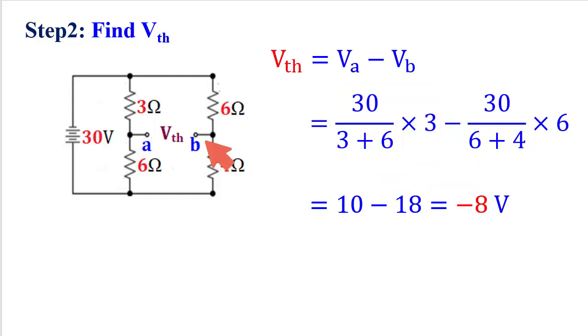In a similar way, what will be the potential at B? The current through the 6 ohm multiplied by this 6. What is the current? As this point and this point are the same, the current is 30 volt divided by 6 plus 4, that is 30 divided by 6 plus 4. That will be multiplied by this 6 ohm. So ultimately VTH is minus 8 volt.